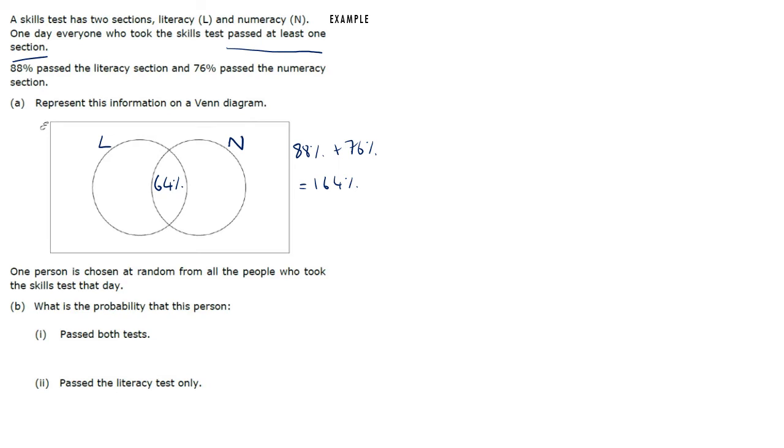So 88% passed literacy. We've already got 64 in the middle, so that must be 24% there. And numeracy, the pass rate was 76%, so that gives us 12% there. Now, if we add these all up, they should add to 100 because the question said everyone passed at least one section. And luckily they do. So now we can do the probability bit. The probability that the person passed both tests was 64 out of 100. The probability of passing the literacy test only was those 24 out of 100.